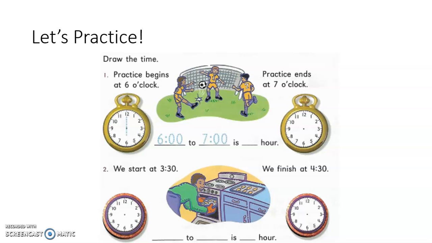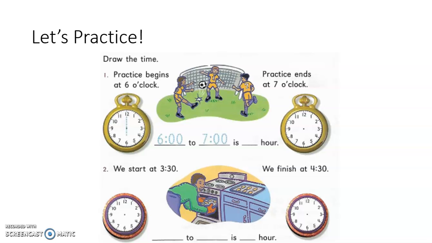Practice begins at 6 o'clock. Do you see how there is a little hand or short hand drawn to the 6 and the big hand is pointed to the 12? Please trace those hands. If the little hand is pointed at the 6 and the big hand is pointed at the 12, what time is it?